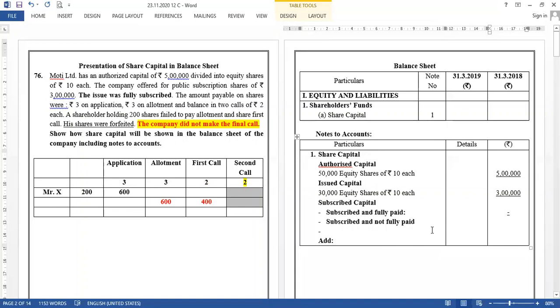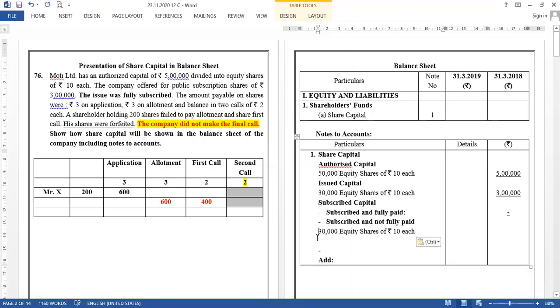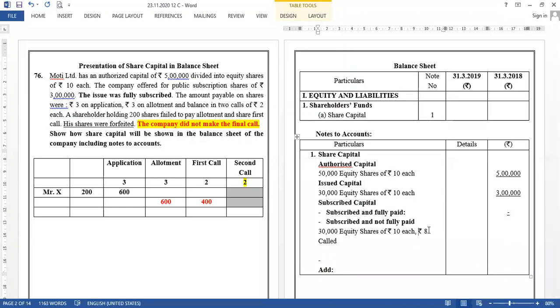ठीक है, no amount. Now subscribed but not fully paid. Okay, तो इसमें कैसे लिखेंगे? Now point is how many shares were there? Issue was fully subscribed. 30,000 shares were there. Okay, so let me write 30,000 shares. 30,000 equity shares of rupees 10 each. अब 10 का है, लेकिन how much has been called? Rupees 8 called, right? 30,000 equity shares of rupees 10 each, but rupees 8 has been called.